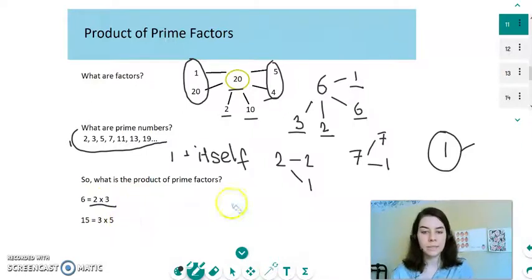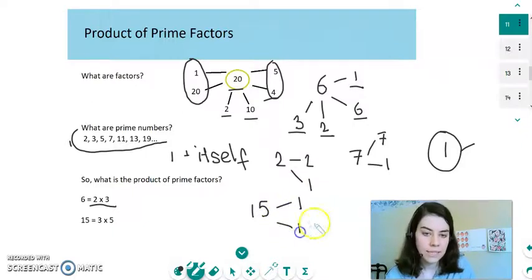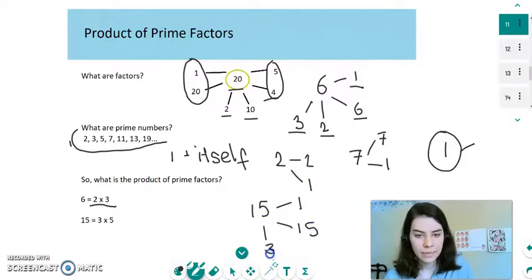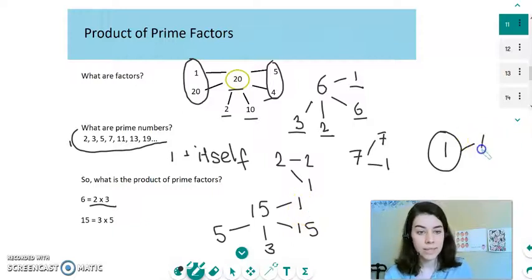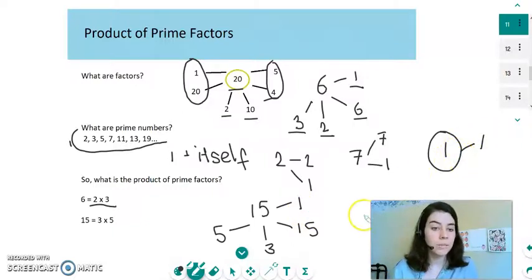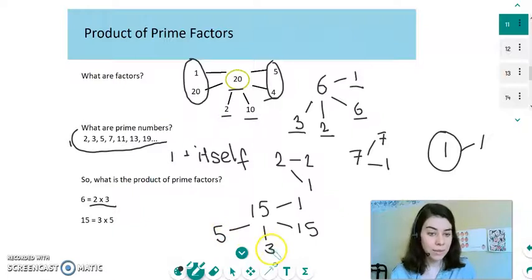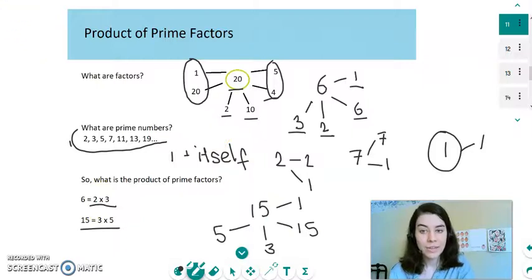Now, what about 15? Again, let's write out the factors of 15. So we've got 1, 15, 3, and 5. Now again, let's go through the list. We know that 1 isn't prime because we've seen its special case up here. 1 has 1 factor. Now we can look at this and we know that 15 is also not prime because we've got more than 2 factors written around here. But from our list of prime numbers, we know that 5 is prime and 3 is prime. So we can write 15 as a product of 3 times 5, which is great.